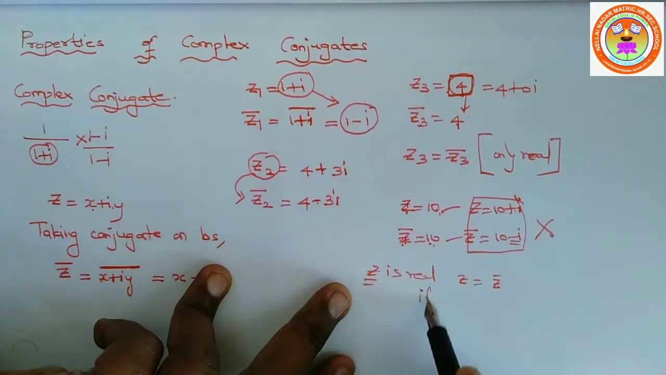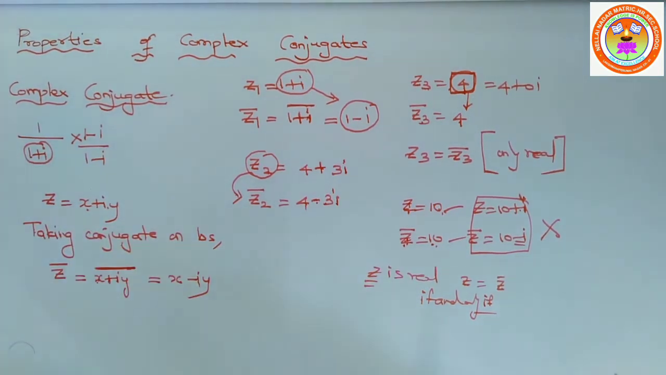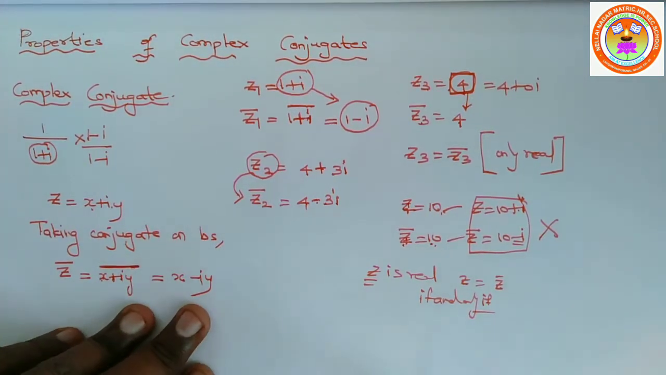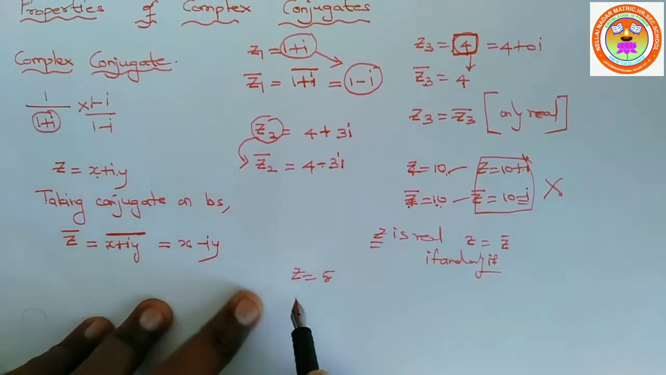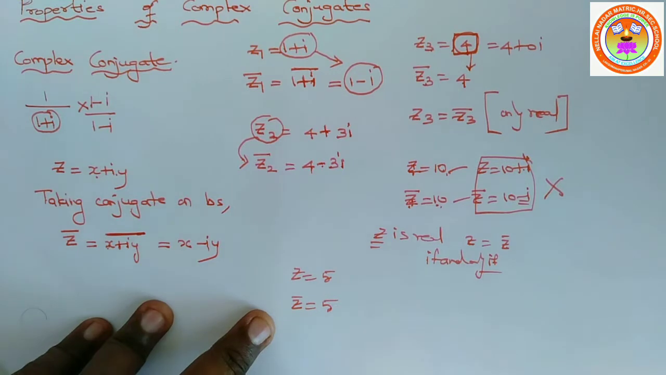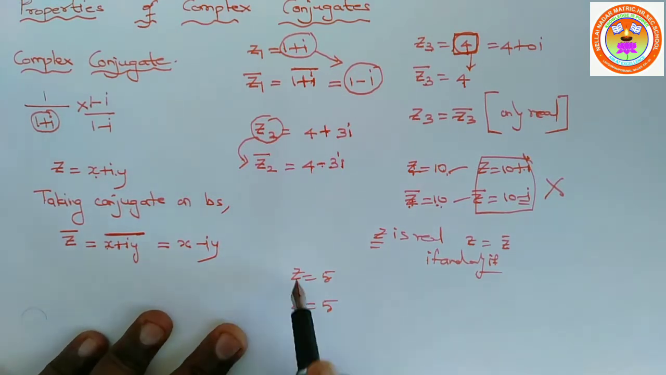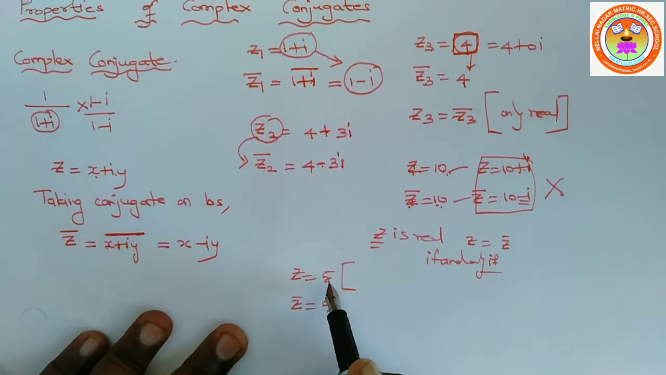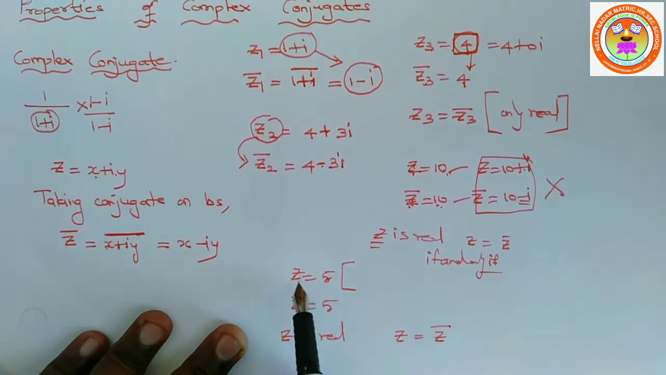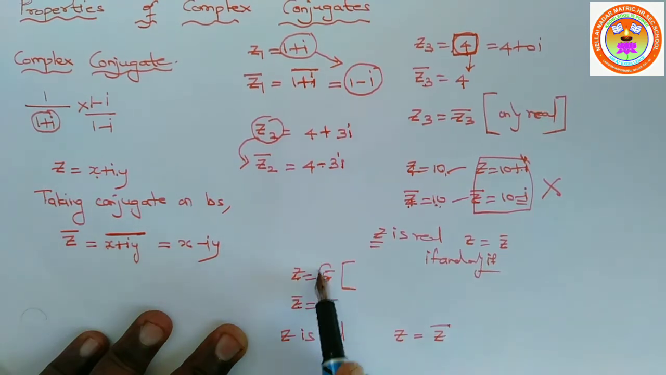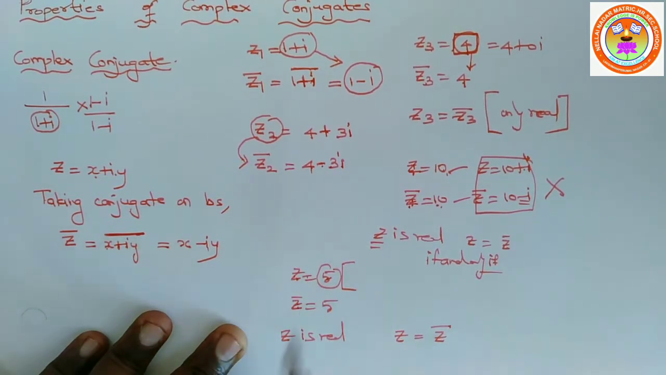So we use if and only if. I will explain this condition afterwards, it is a very important one. If you want to listen, I will tell you now itself, no problem. For example, Z is equal to 5. What will be Z bar? Z bar is also 5. How can I write? Z is only real, no imaginary part. If Z is real, Z is equal to Z bar. Yes, both are 5 only.